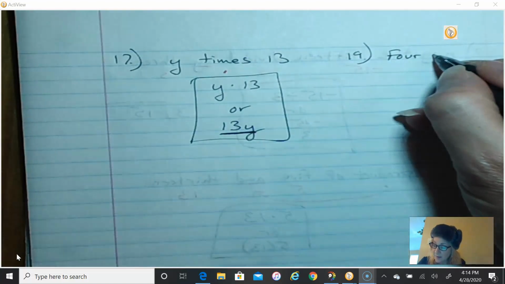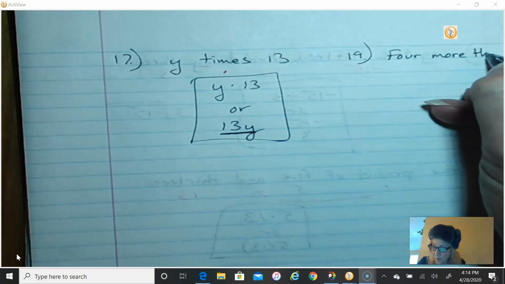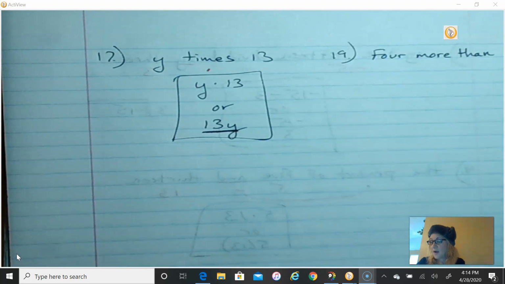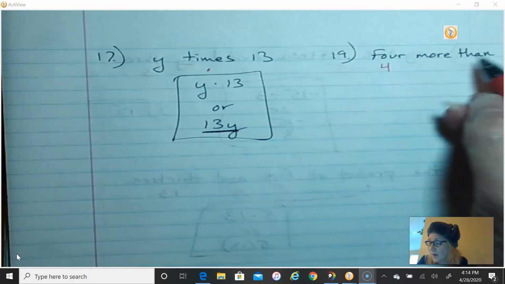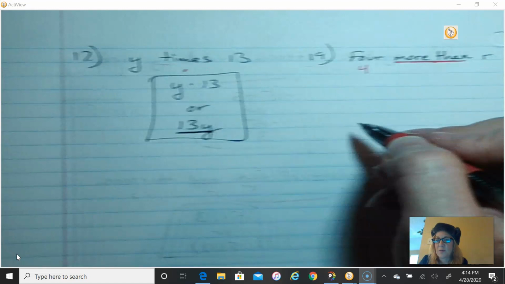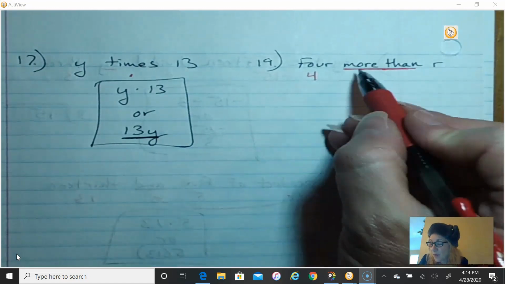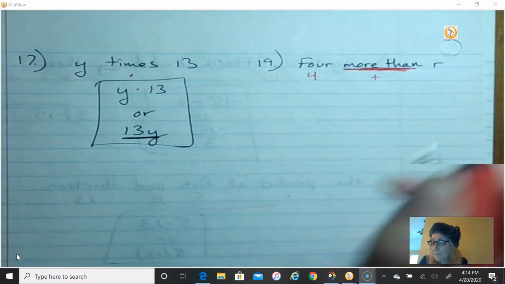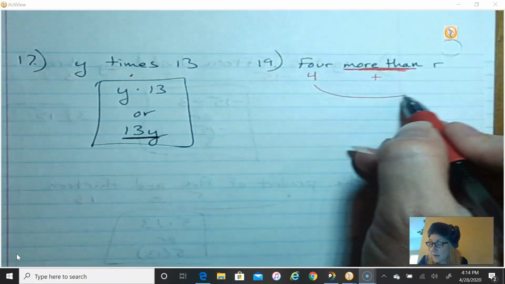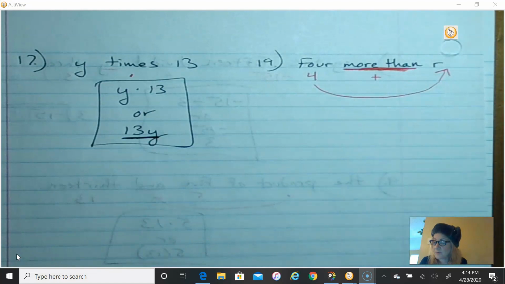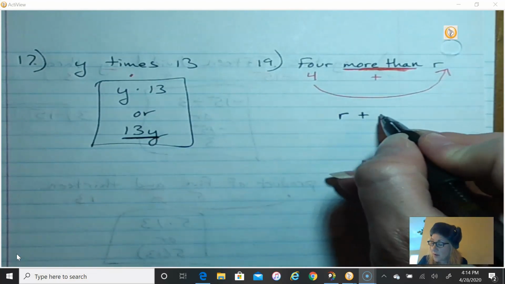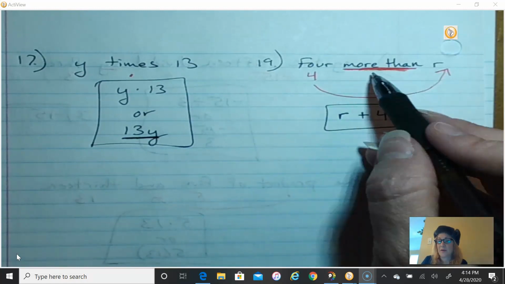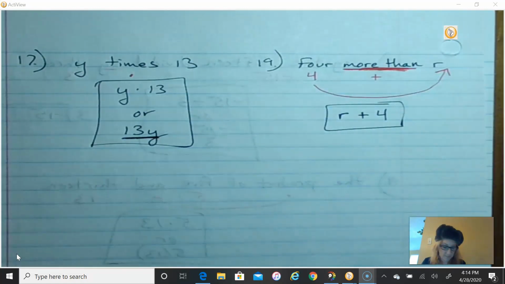Okay, 19. Yes, we're doing a lot of these. 4 more than R. There's my red flag words. More than. We're adding, but this 4 is going to come at the end of that R. So it's going to be R plus 4. That 4 has to come at the end because that's a red flag word. The 4 moves over there.